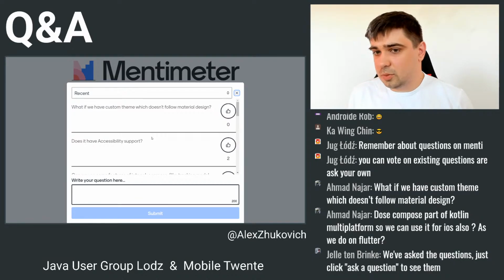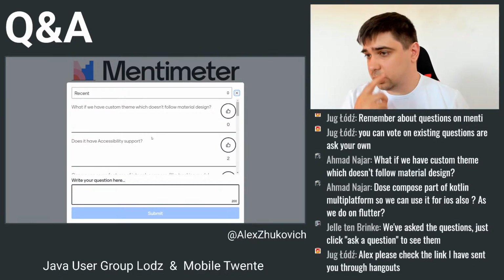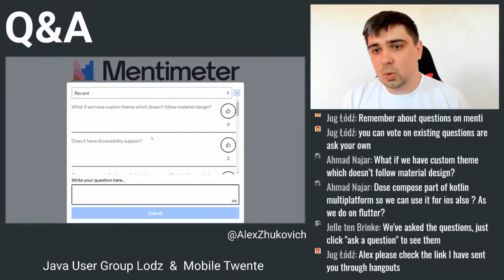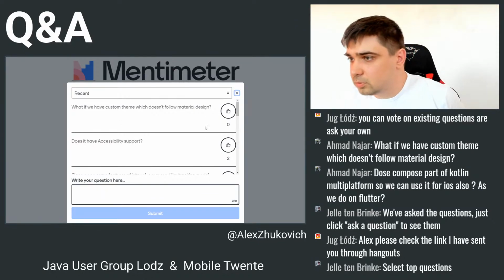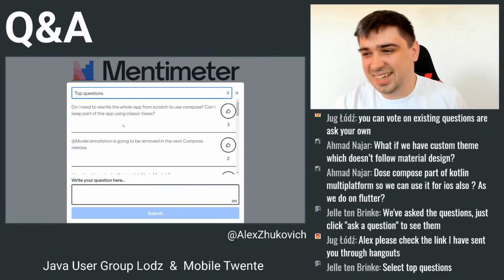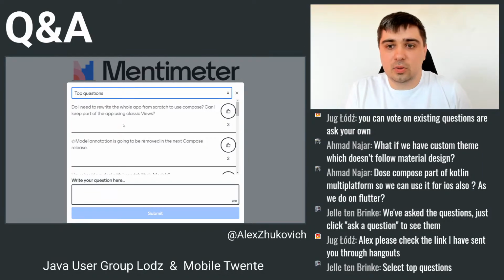So let's start from the first question. And what do we have? Custom theme which doesn't follow Material Design. Yes, I answer this question. Yes, we can use custom colors, or we can use the whole mechanism and use primary color, secondary color, etc.